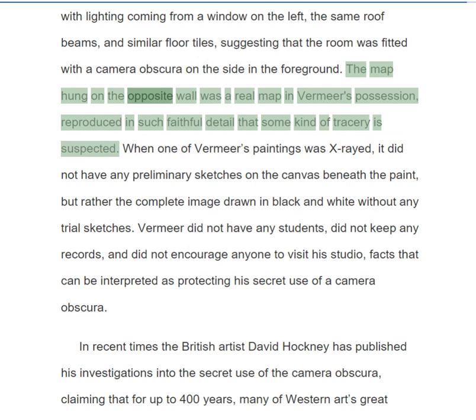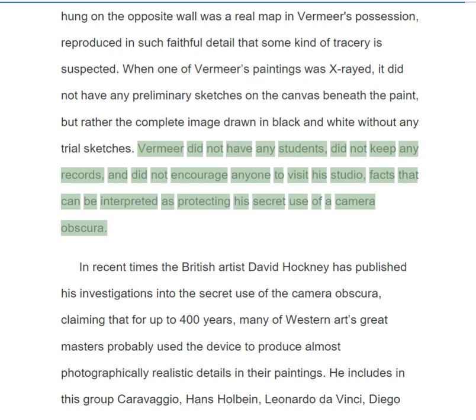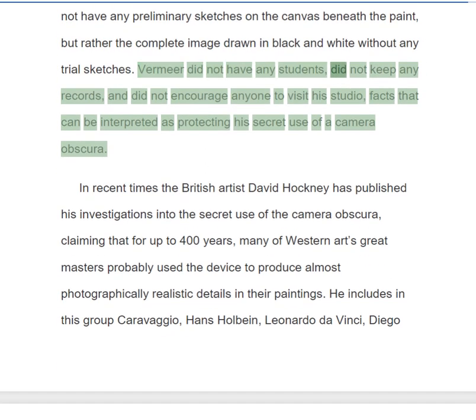The map hung on the opposite wall was a real map in Vermeer's possession, reproduced in such faithful detail that some kind of tracery is suspected. When one of Vermeer's paintings was x-rayed, it did not have any preliminary sketches on the canvas beneath the paint, but rather the complete image drawn in black and white without any trial sketches. Vermeer did not have any students, did not keep any records, and did not encourage anyone to visit his studio, facts that can be interpreted as protecting his secret use of a camera obscura.